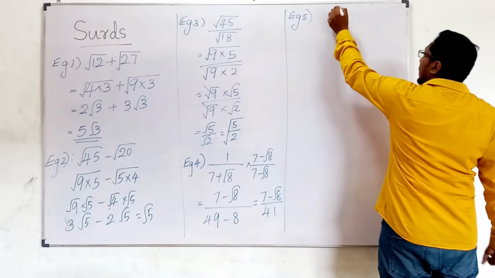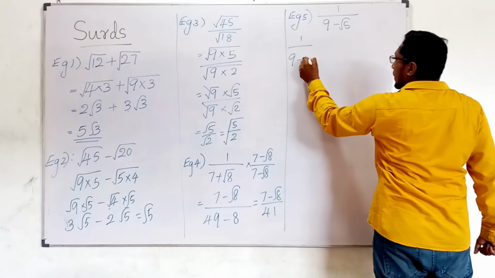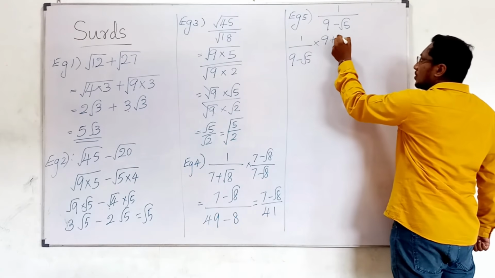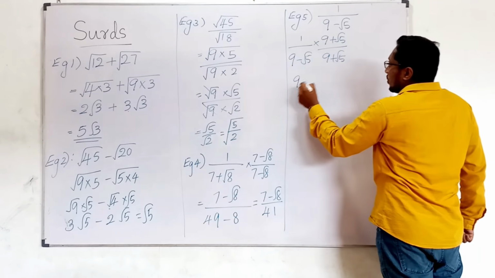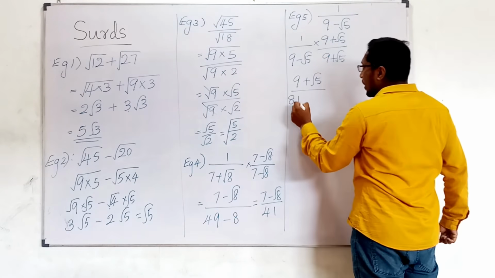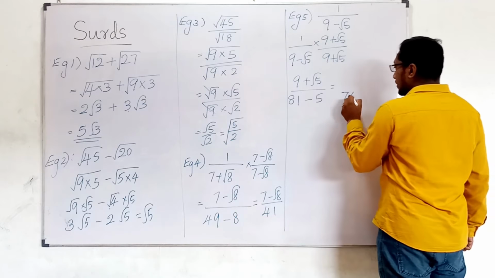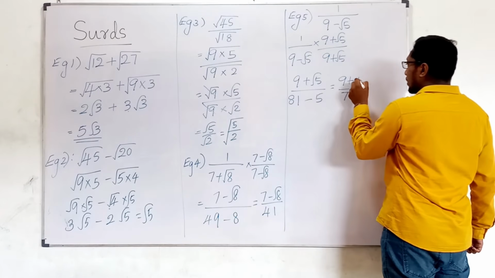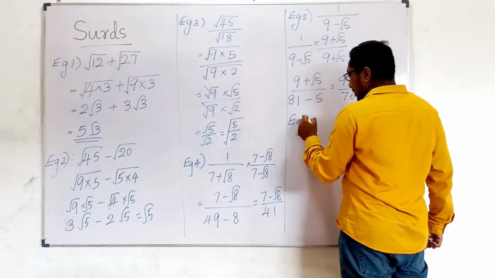1 over 9 minus root 5. So here we must multiply by 9 plus root 5. So the numerator is 9 plus root 5, while the denominator becomes 9 times 9, 81, minus 5. What is 81 minus 5? It is 76. So the answer is 9 plus root 5 divided by 76.